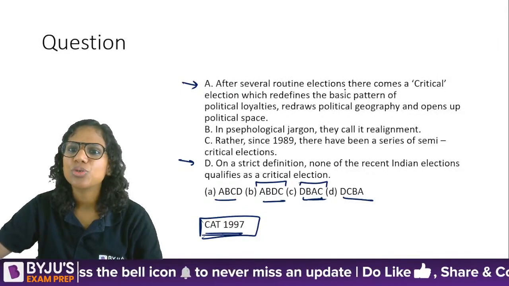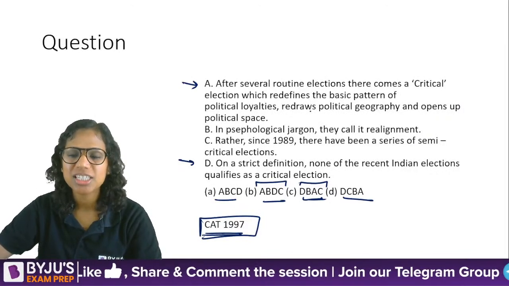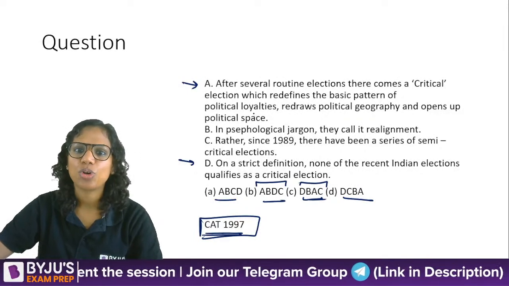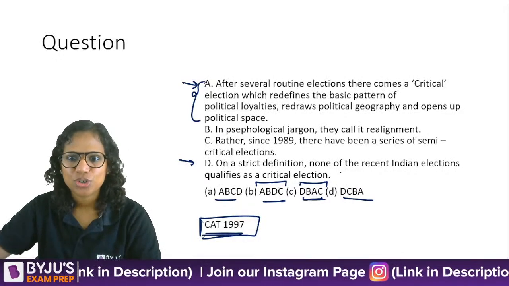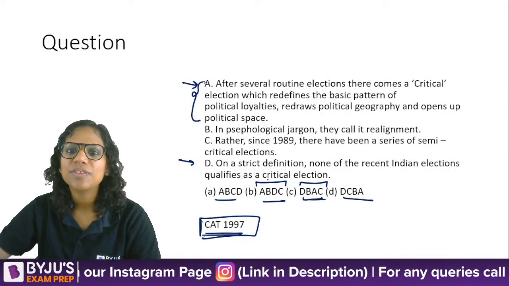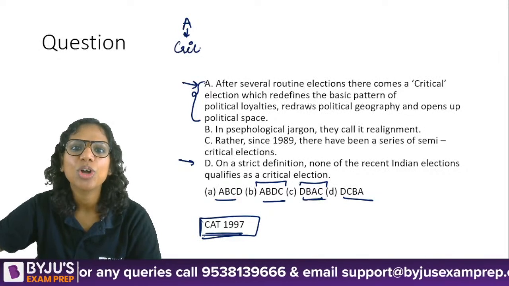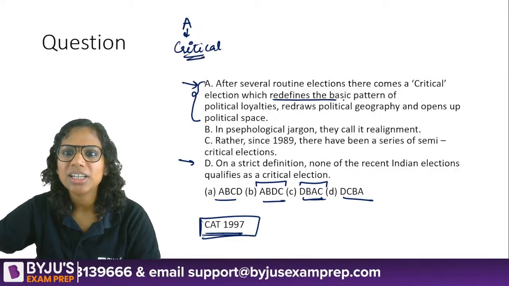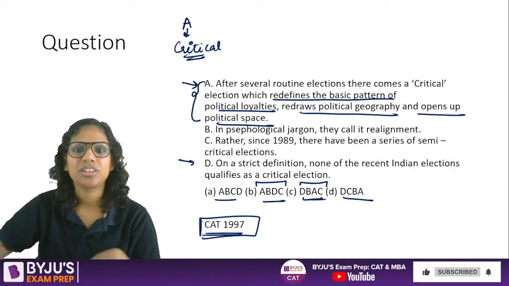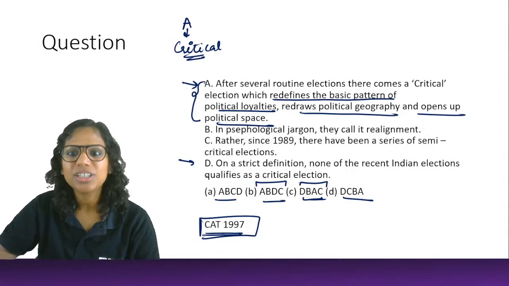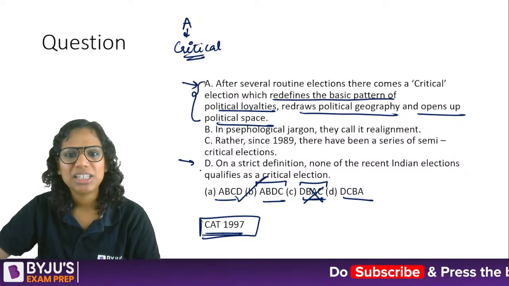A says, after several routine elections, there comes a critical election, which redefines the basic pattern of political loyalties, redraws political geography, and opens a political space. Now, D says, on a strict definition, none of the recent Indian elections qualifies as a critical election. So don't you think first I will introduce this point of what I am calling a critical election? What is a critical election? The one that redefines the basic pattern of political loyalties, redraws political geography, and opens up political space. So A should definitely come before D. Therefore, C cannot be the answer. Absolutely right. B is the answer. A, B, D, C.